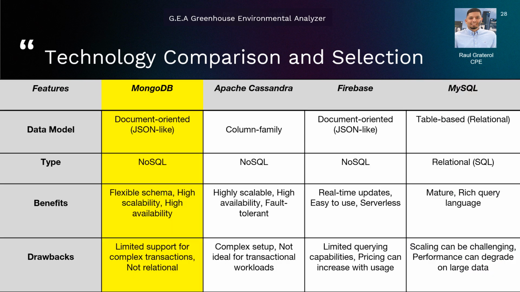For our database, we decided to use MongoDB. And the reason why, because it is document oriented, which is JSON-like. It is a non-SQL type. It has many benefits, and some of them were flexible schema and high scalability. We also found some drawbacks, which is limited support for complex transactions, and it is non-relational.